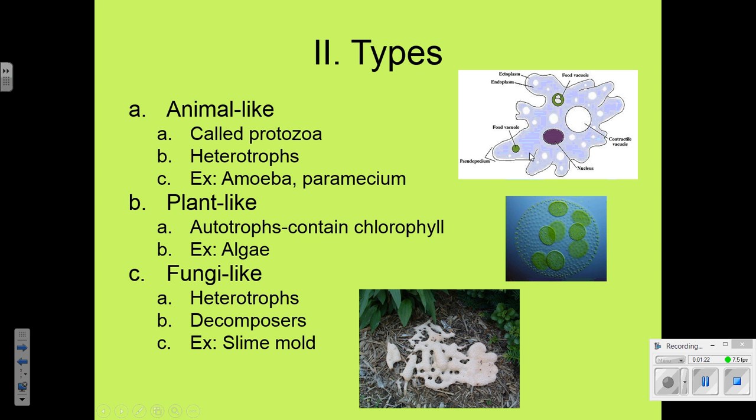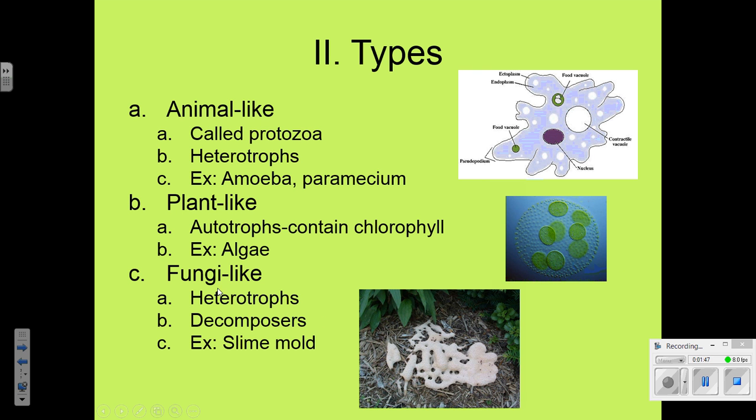Plant-like protists are autotrophs, so therefore they can go through photosynthesis and make their own food. They're going to have chlorophyll, which is going to make them kind of green in color. So examples of that would be algae, and this guy over here, this is a volvox. So it's still unicellular, but it's a cool spinning, rotating group of, or I guess one big giant cell, but it looks like a group of cells.